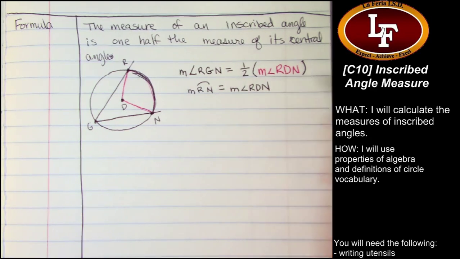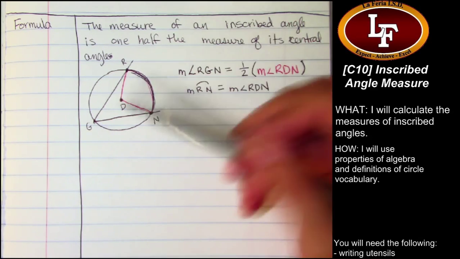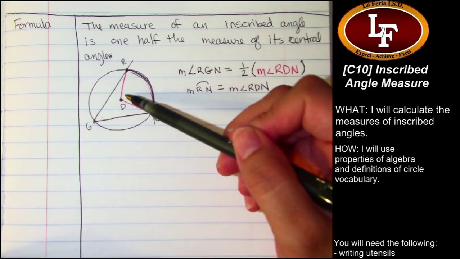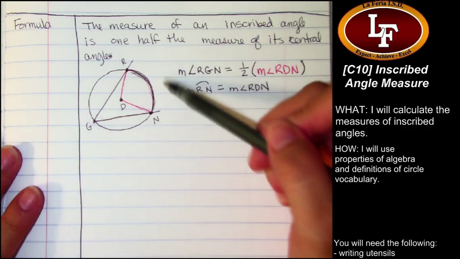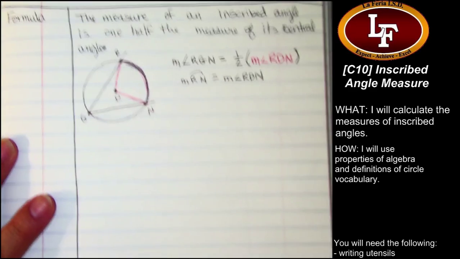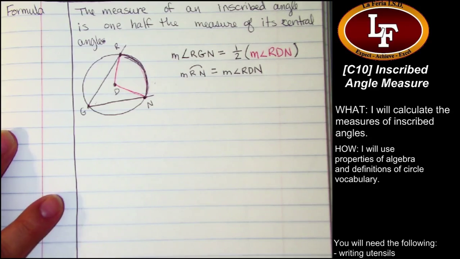There you go. So the measures of those two items are the same. The measure of that arc and the measure of that central angle that creates the arc. So if we know one of the measures, either the measure of the inscribed angle or the measure of the central angle, we'll be able to find the other missing bits of information.